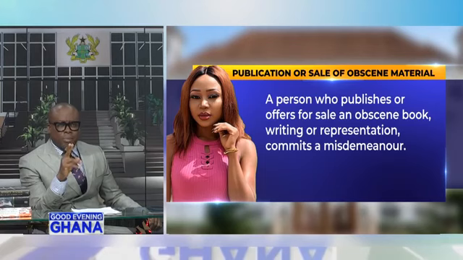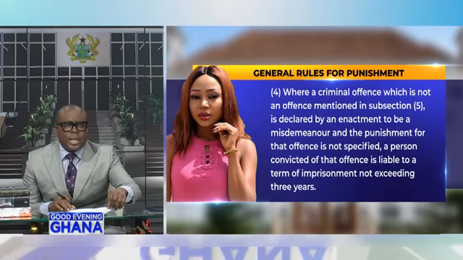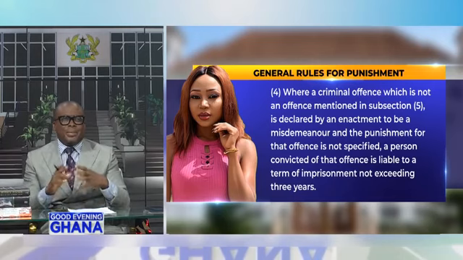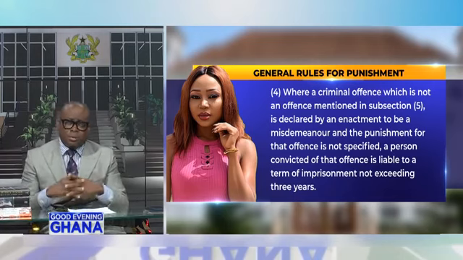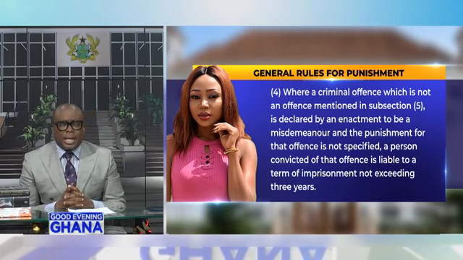This is what is there. A person who publishes or offers for sale an obscene book, writing, or representation commits a misdemeanor. Let's go on and see what's next. In the next one, you will see what we call the general rules for the punishment. General rules for punishing somebody who commits a misdemeanor. And it's there. Let's read it.